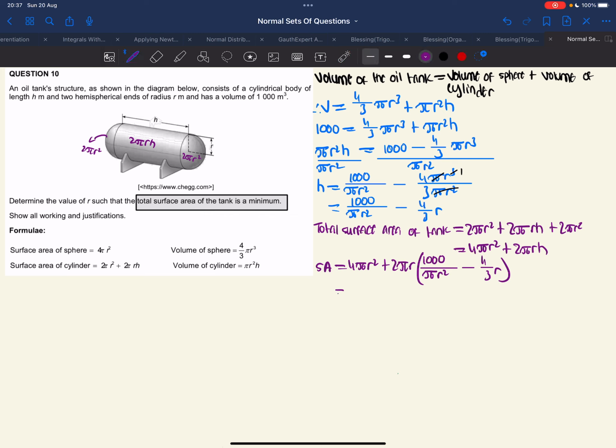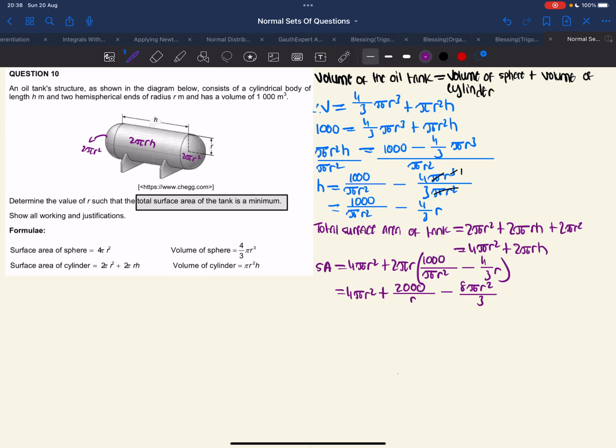If we do that, we're going to get 4 pi r squared, then plus, and now if you do that, that and that are going to cancel out, so you're left with, for this part, 2000 over r, then minus, what is 4, it will be 2 times 4, which is 8, so 8 pi r squared over 3, and that's what we're looking for.